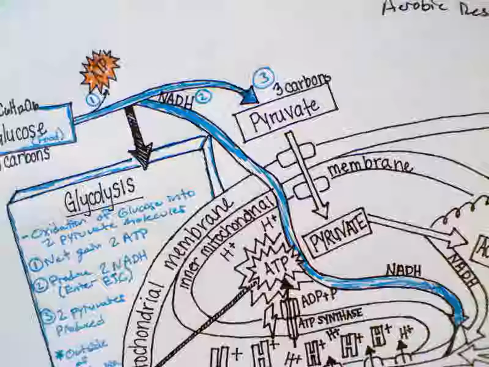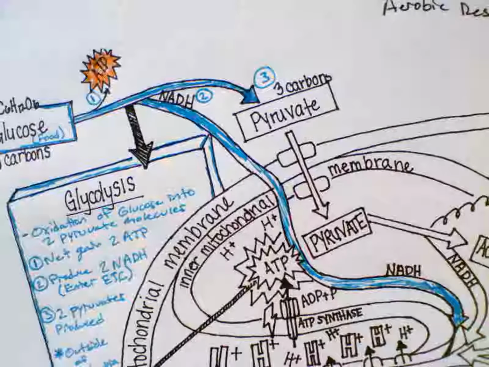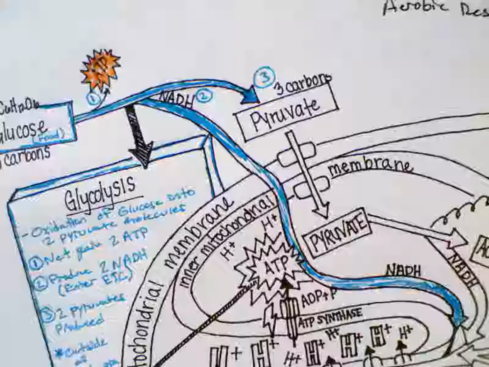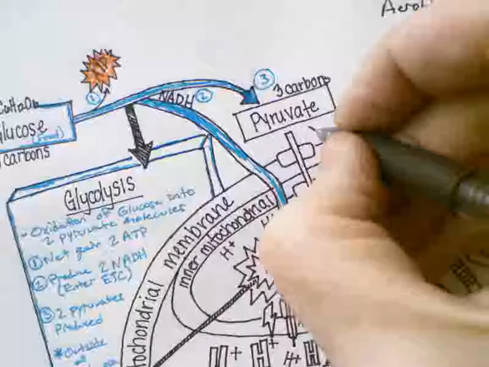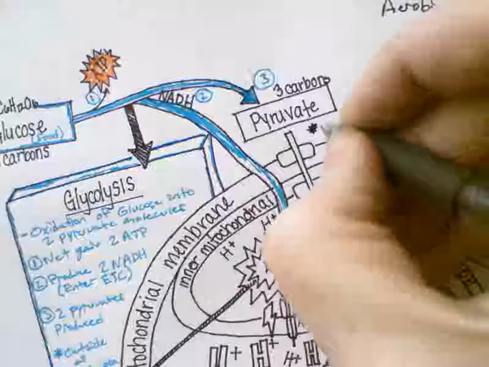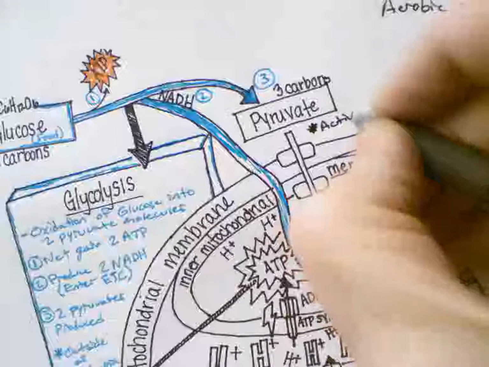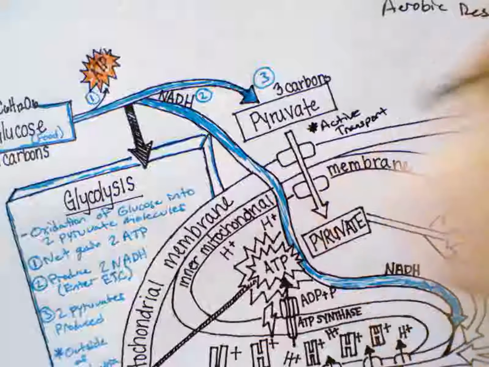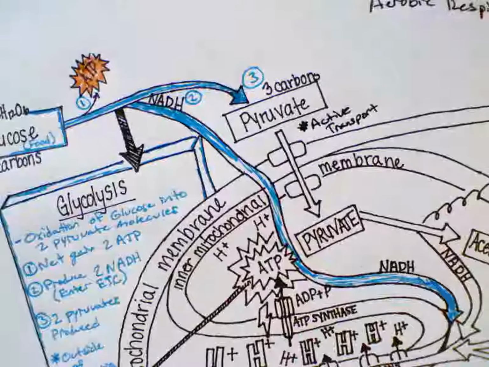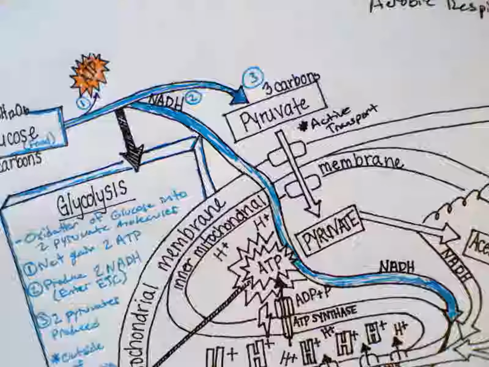So the next thing that we have to do is we have to get pyruvate into the mitochondria. How does that happen? What process has to occur? How does pyruvate get into the mitochondria? What kind of transport? Active transport. So we're going to see active transport here. Does active transport require ATP? Heck yes, it does.